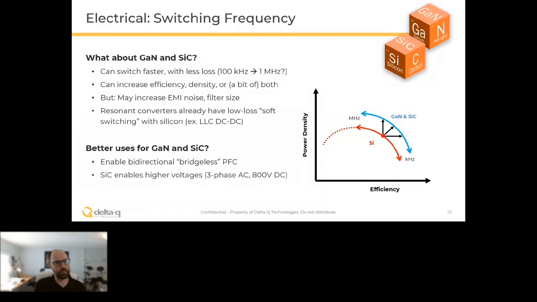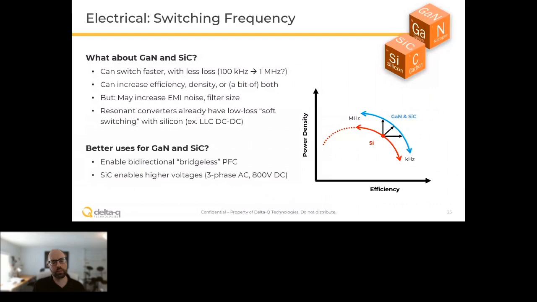Even with silicon today, most of the chargers out there, at least in the DC-DC converters, are using resonant converters that already have low loss soft switching. So the benefits to SiC and GaN are somewhat reduced by that. I would argue that there are better uses for GaN and SiC.